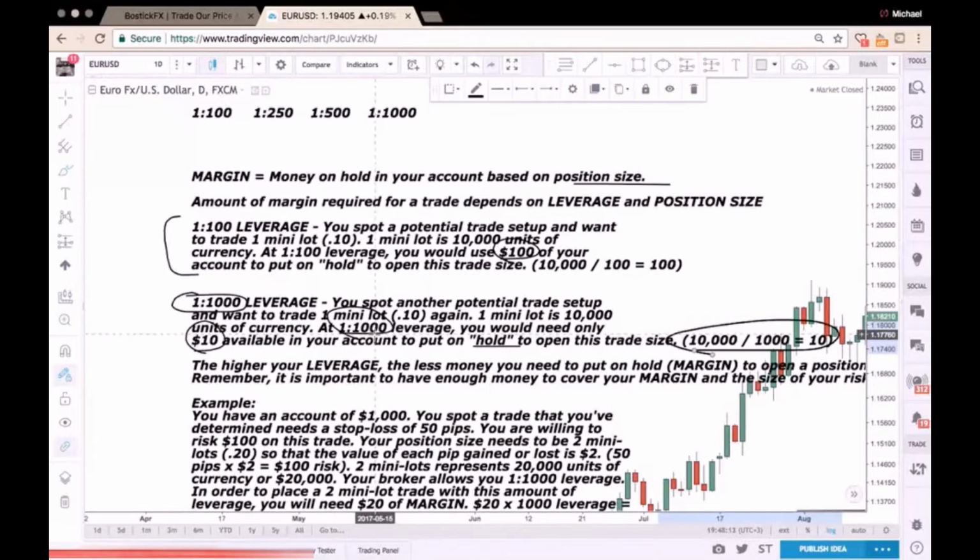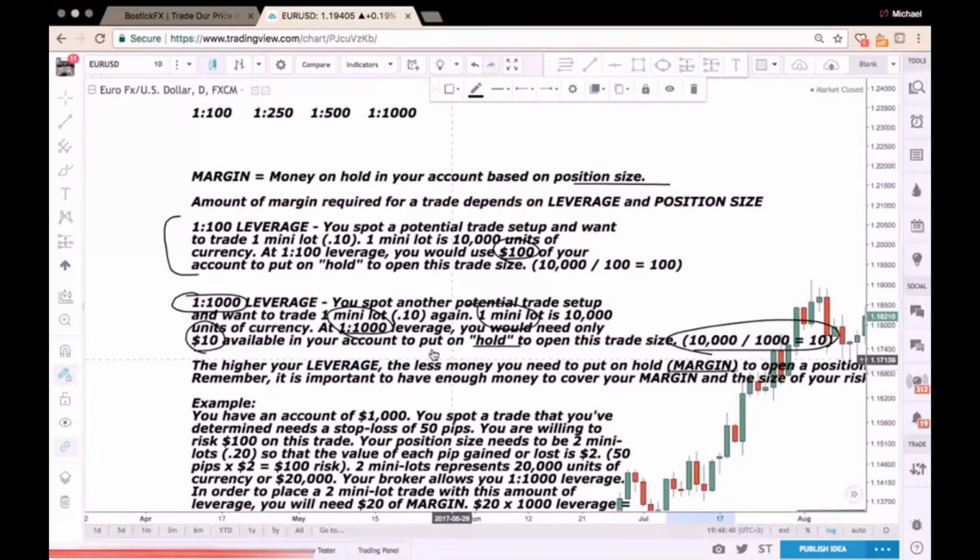Or the other way to figure it out is you have $10 for margin. You only need $10 of margin because those $10 in your account multiplied by 1,000 would be $10,000. So that would allow you the trading power to open a one mini lot trade. Now, the higher your leverage, the less money you need to put on hold, aka margin, to open a position.